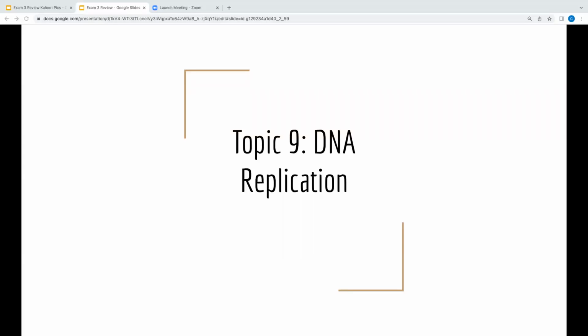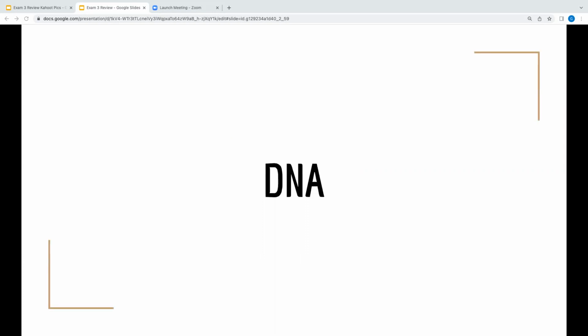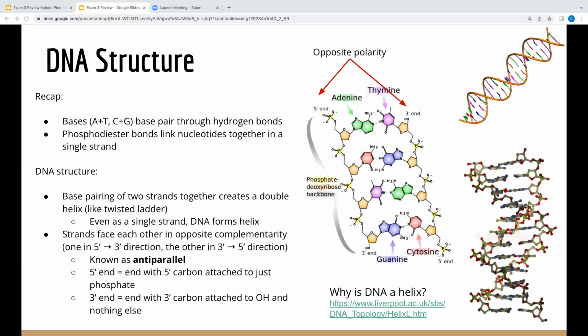All right, so this is the beginning of the final exam review. The first topic we'll talk about today is topic 9, and that is covering DNA replication. First we'll start with DNA and its structure.